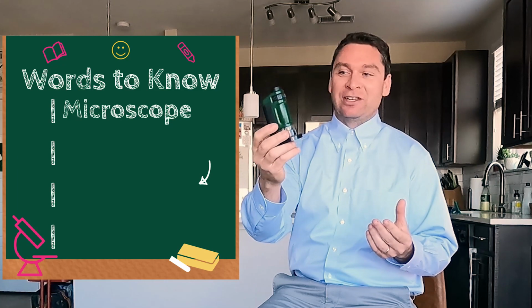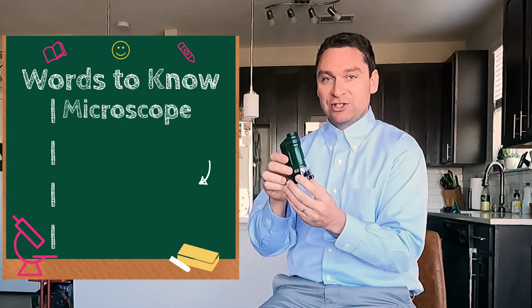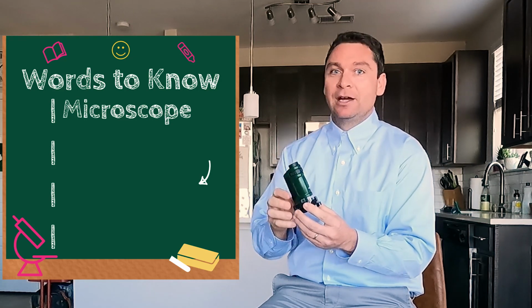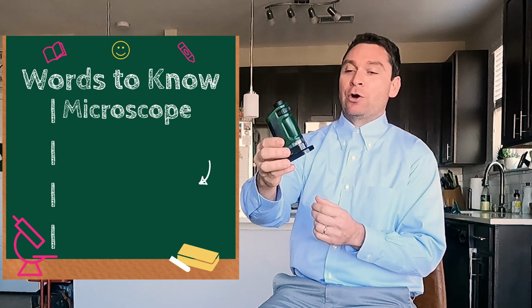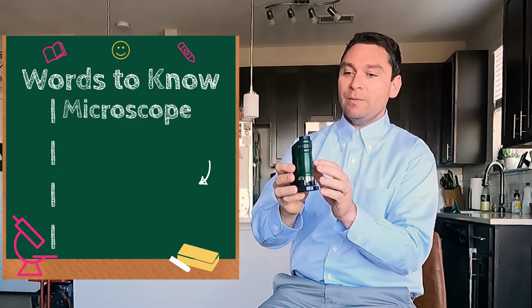So some words we're going to learn today. We're going to learn 4 words in order to talk about our microscope and in order to use our microscope. And the first word, microscope, that's what this is. The microscope helps us to see things that are teeny tiny that we wouldn't normally be able to see with just our eye. This is a microscope. And so that is our first word, microscope.